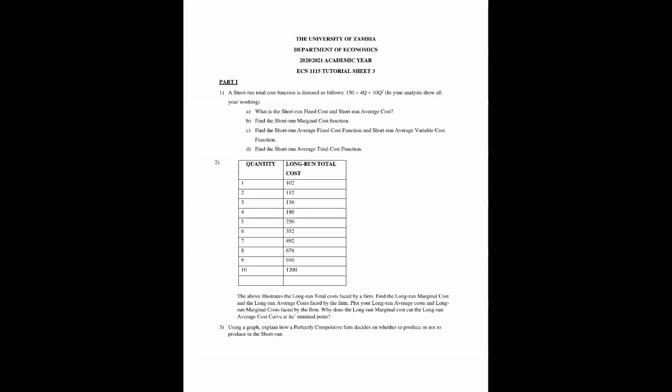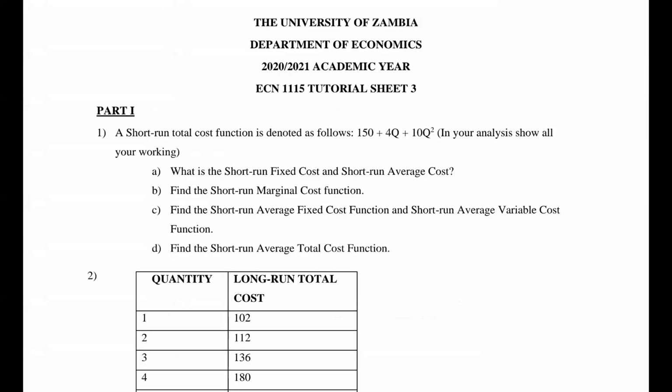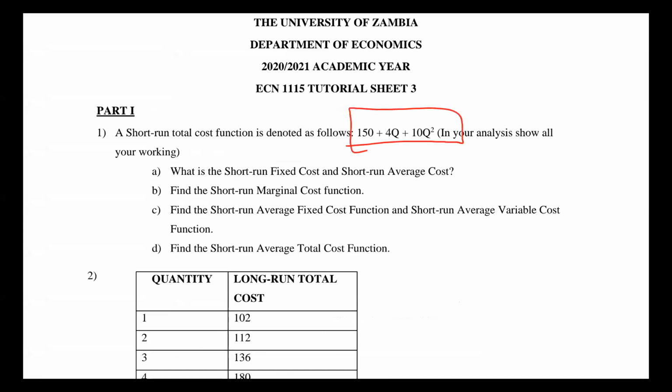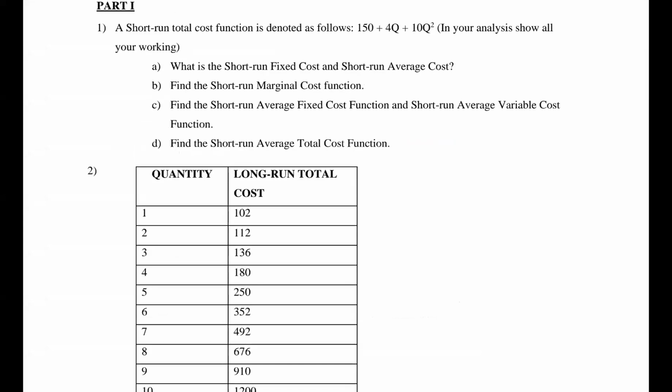Yeah, so I was saying that the fixed cost is found by looking at the constant in the function. And so our constant in the function is 150. 150 is the one that is constant, so it does not change with change in the level of output.